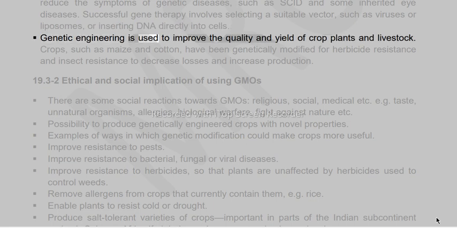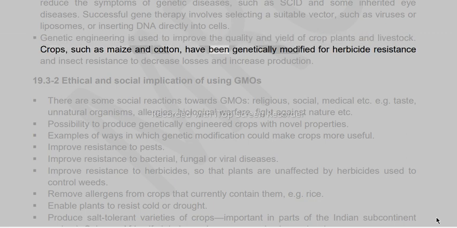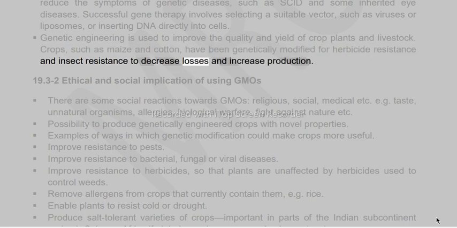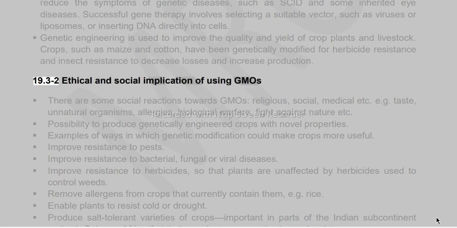Genetic engineering is used to improve the quality and yield of crop plants and livestock. Crops, such as maize and cotton, have been genetically modified for herbicide resistance and insect resistance to decrease losses and increase production. 19.3-2 Ethical and social implication of using GMOs.